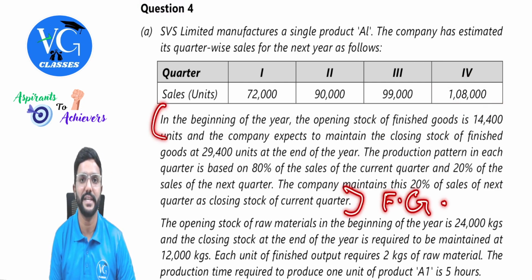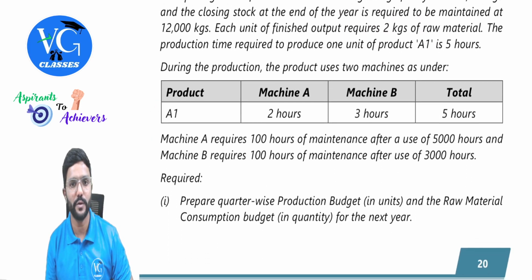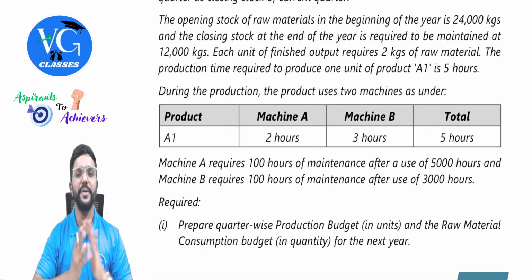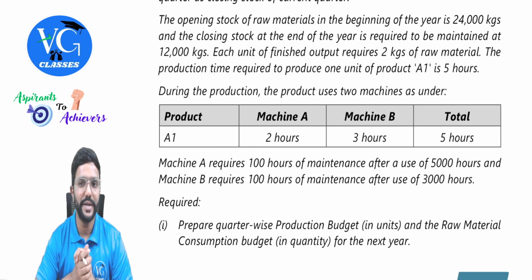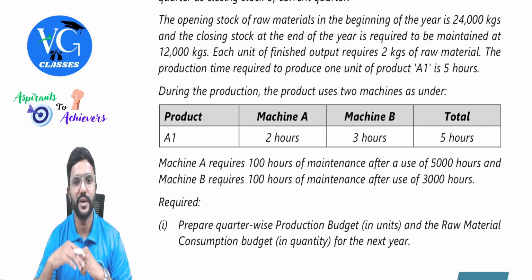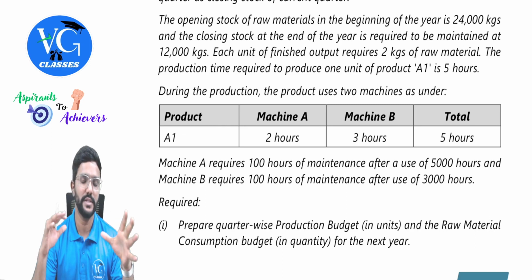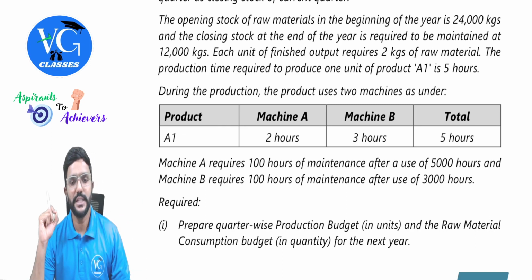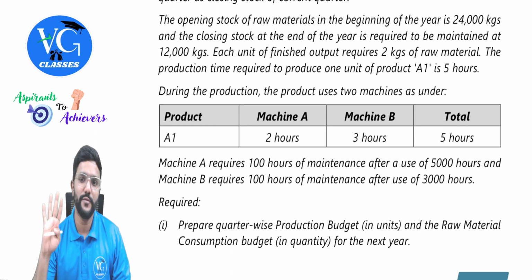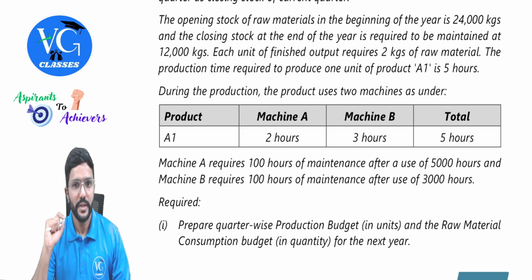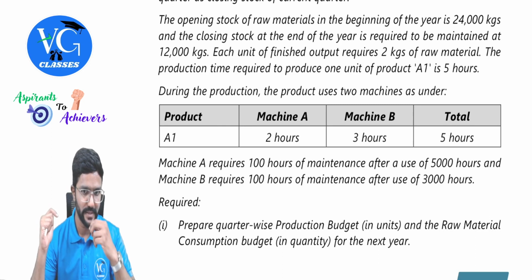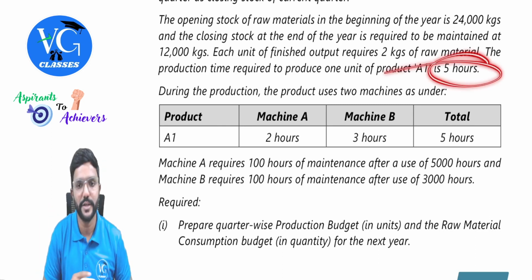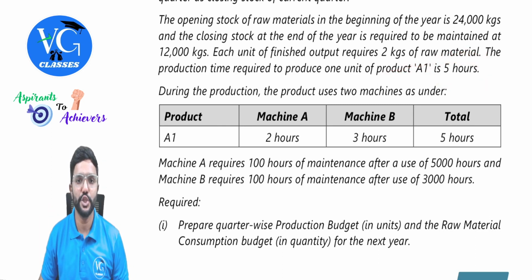Please be careful. Don't get confused. Now coming to raw material information. The opening stock of raw material in the beginning of the year is 24,000 kgs and closing stock at the end of the year is required to be maintained at 12,000 kgs. Each unit of finished output requires 2 kgs of raw material. The production time required to produce 1 unit of product A1 is 5 hours. During the production, the product uses 2 machines as under.